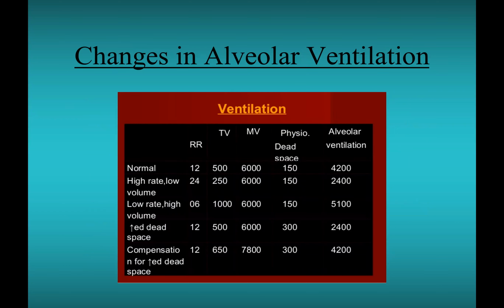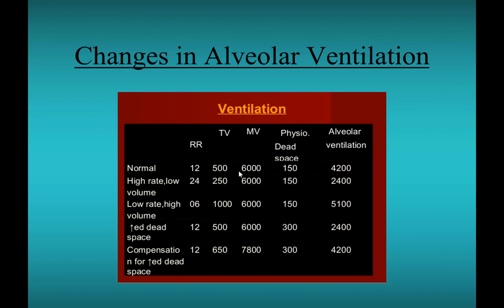So this chart here gives you some examples of different scenarios with ventilation and how the body can compensate if the person was to adjust their tidal volume. So let's take a look here. We have a person here that has a tidal volume of 500, which is normal range, right?